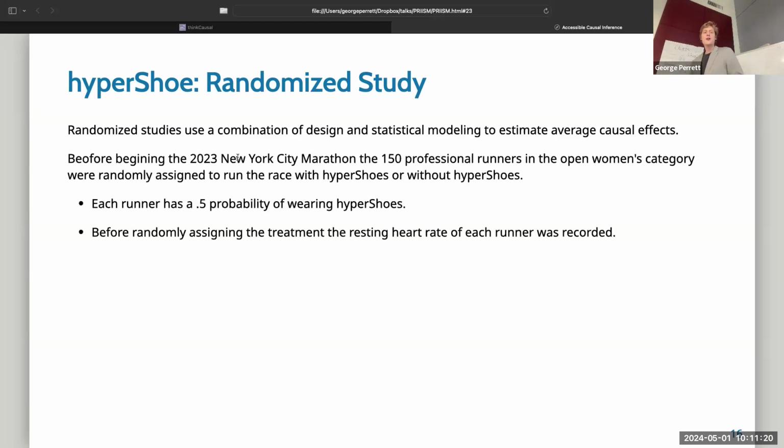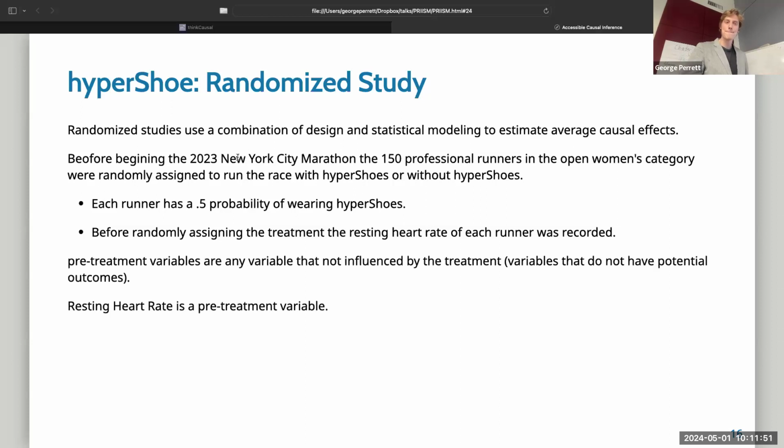So how does this actually work? Well, let's say before beginning the 2023 New York City Marathon, the 150 professional women's runners were randomly assigned to run the race with hyper shoes or without hyper shoes. So each runner has a 0.5 probability that they're going to wear shoes. And that's the same for everybody. And before randomly assigning the treatment, the resting heart rate of each runner was reported. And this is valuable because resting heart rate is a really reliable indicator of overall fitness. And we expect the fittest runners, the runners with the best aerobic capacity, to run the fastest.